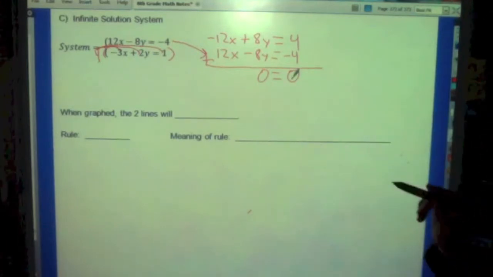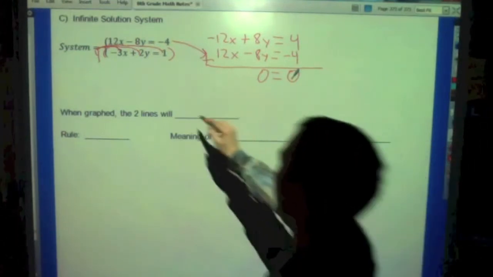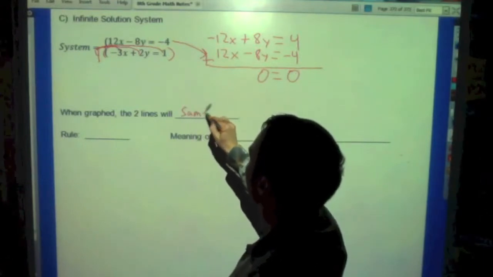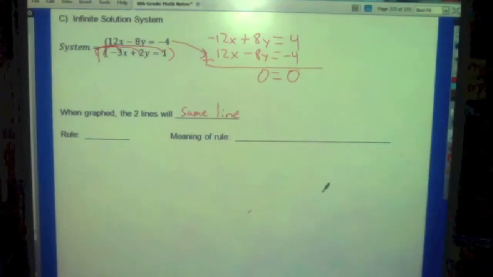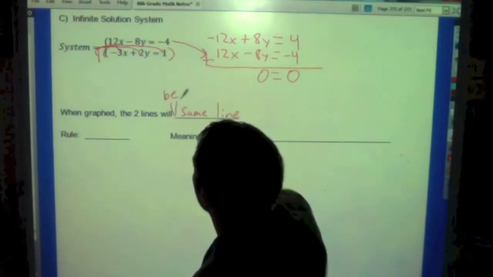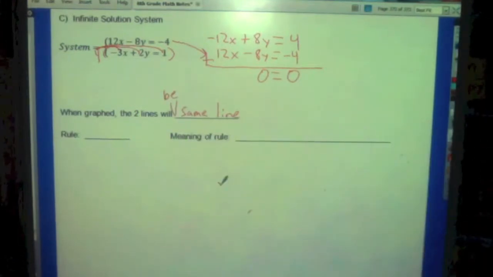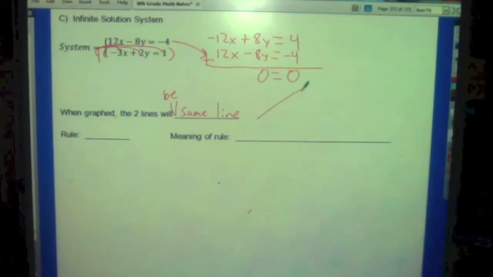If they come out to the same number on each side, what that means is when you graph these two lines, they are actually going to be the same line. So when you graph these two, the lines are going to be, I better put the word be there so I don't get in trouble with the English teachers. But they will be the same line. So basically, it's just going to be one line. Because it's always crossing if it's the same line. They're always crossing each other.